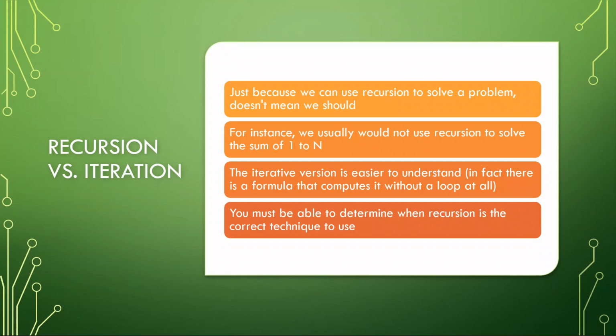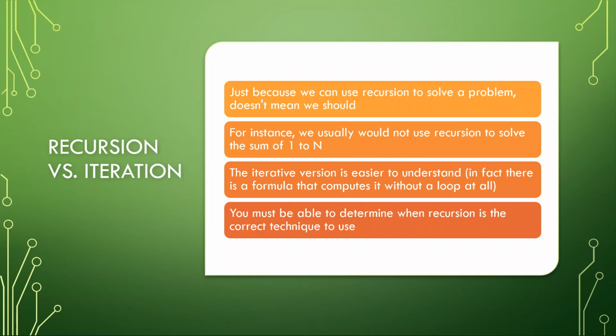Now, if we look at recursion versus iteration, iteration here meaning just that we're using a loop to step forwards versus using recursion. Just because we can use recursion to solve a problem doesn't mean we should. For instance, we usually would not use recursion to solve the sum of 1 to n. You would just write a loop to do that, or use a specific mathematical formula. The iterative version is easier to understand.